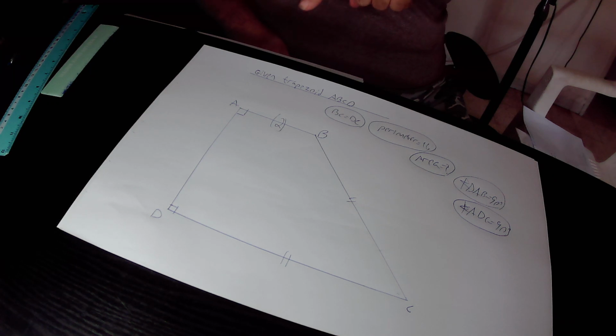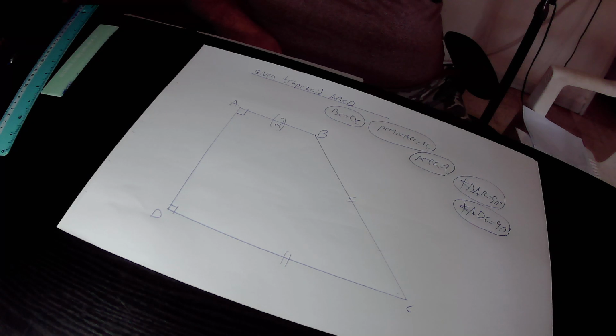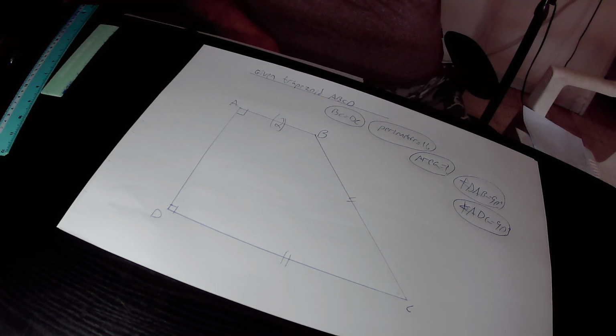In the drawing we have trapezoid ABCD. Side AB of this trapezoid is equal to 2 units. Side DC equals side CB. Those two angles are right angles. Again, our mission is to find the area of this trapezoid ABCD.